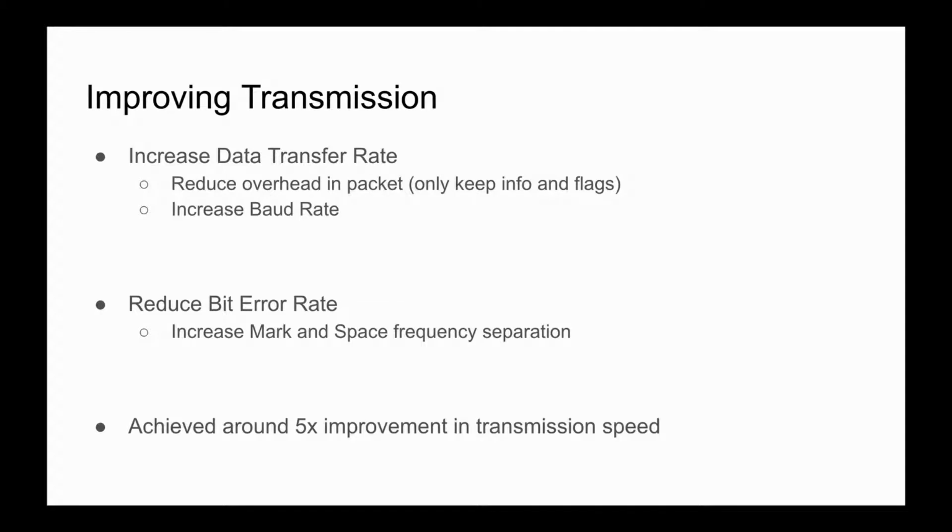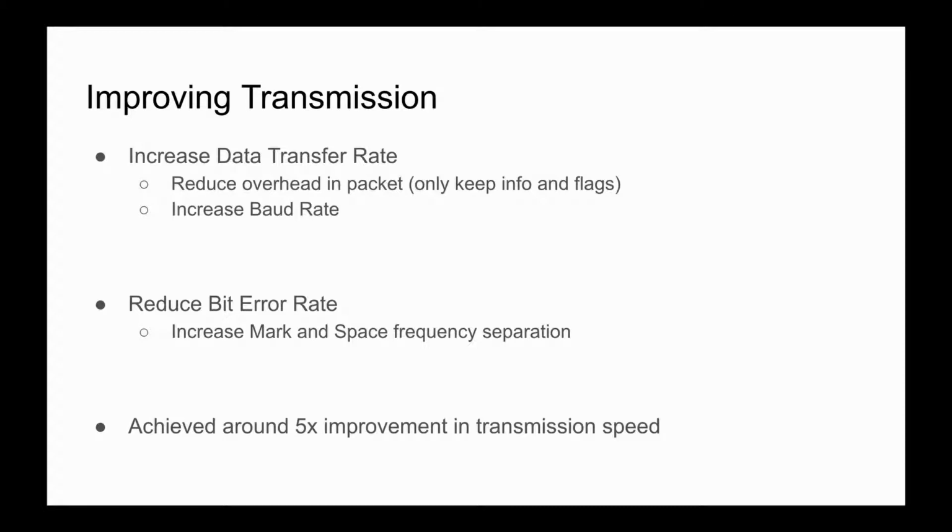The main problems we wanted to tackle with regards to transmission were to increase the amount of data we could send, so increasing the data transfer rate. We also wanted to limit the amount of error, so that deals with reducing the bit error rate. To do the first one, we reduced the overhead in the packets. We only kept 5 flags, and we only kept the info portion of the packet, and we also increased the baud rate from 1200 to 2400.